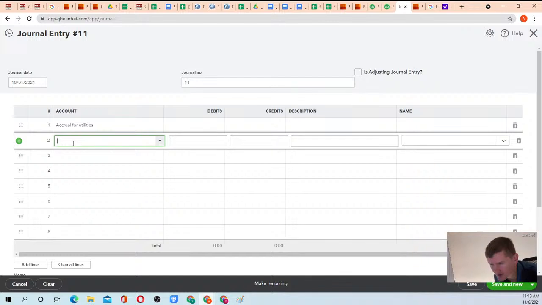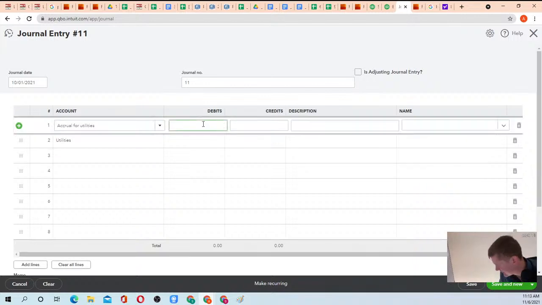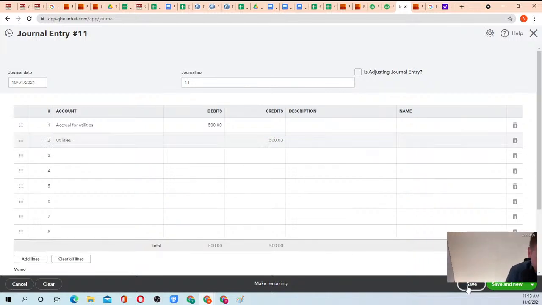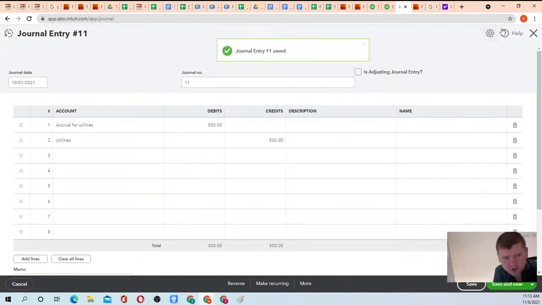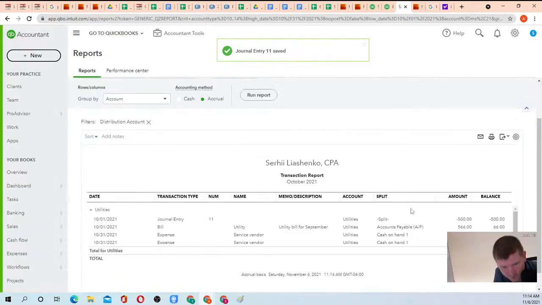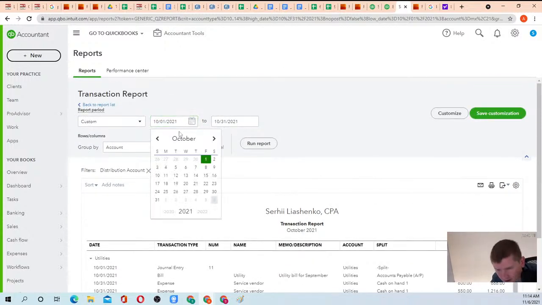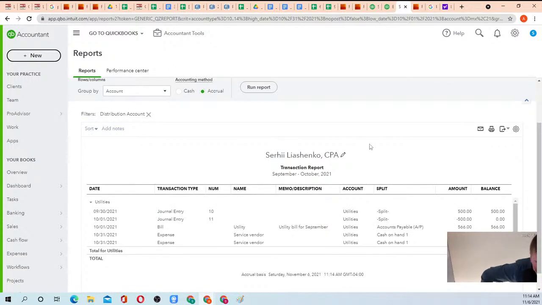Accrual for utilities. So our amount was 500, and we do a reversal. So it will be debit and credit. Credit for expense, which reduces our expense, which is kind of an income. Okay, so now we recorded a liability in September when we consumed.